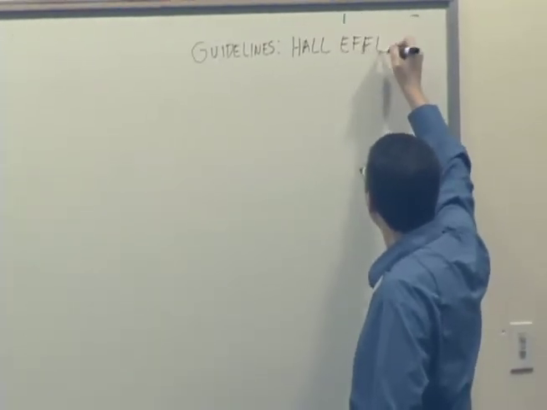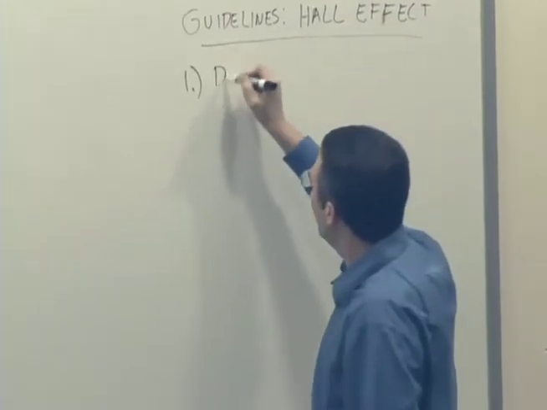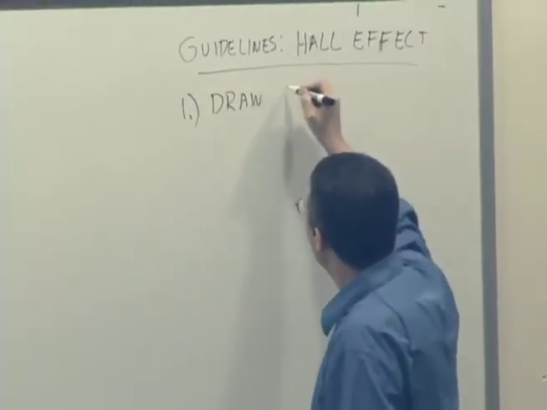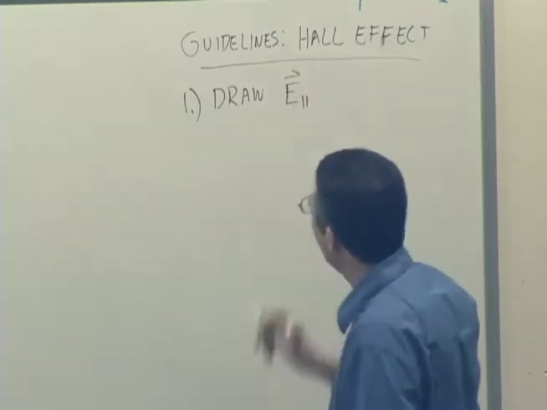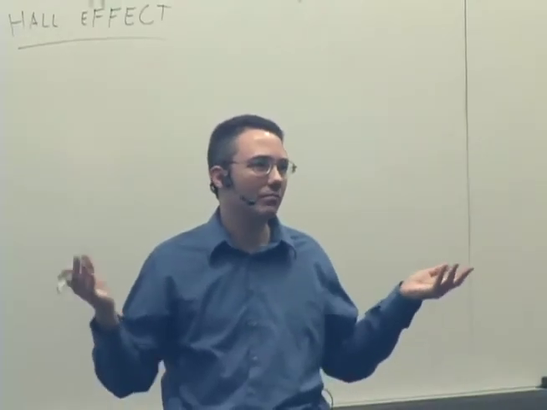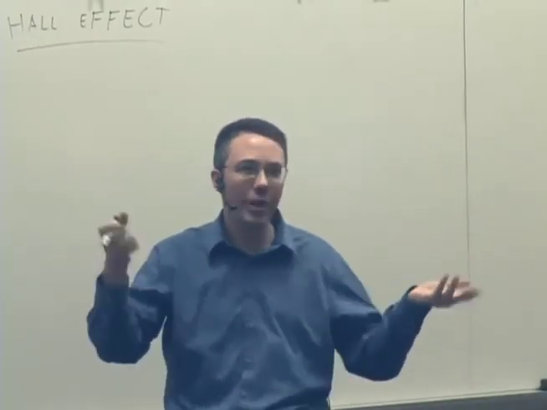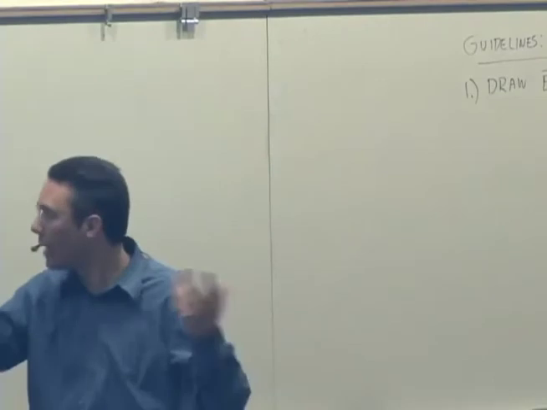first thing you want to do is draw the direction of the parallel electric field. What do I mean by E parallel? That's the electric field driving the current. Parallel to the flow of electrons, parallel to the current.